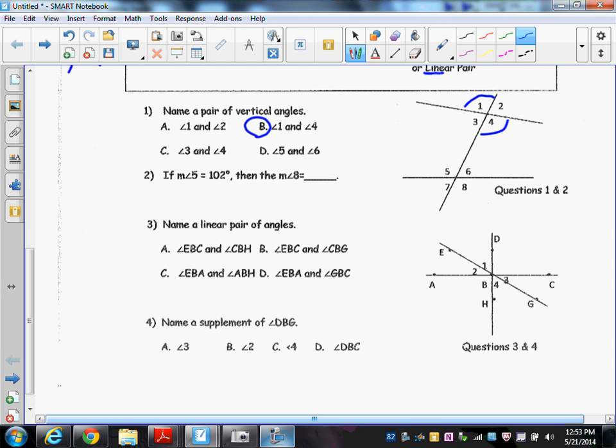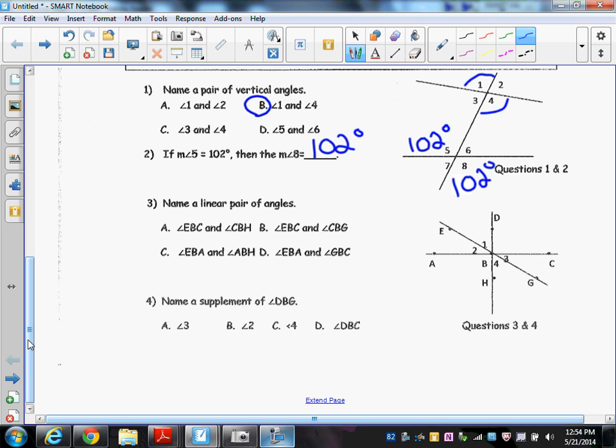Question 2 says the measure of angle 5 is 102 degrees. So I'll label that. I have to find the measure of angle 8. It has to be 102 degrees also because those are vertical angles. Let's move down to the other problems for the page.